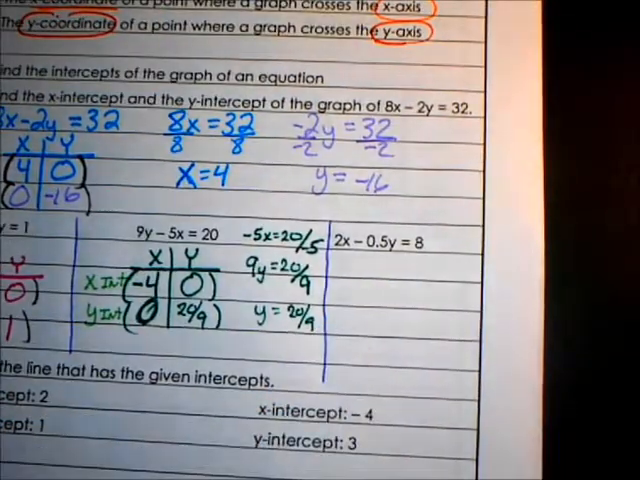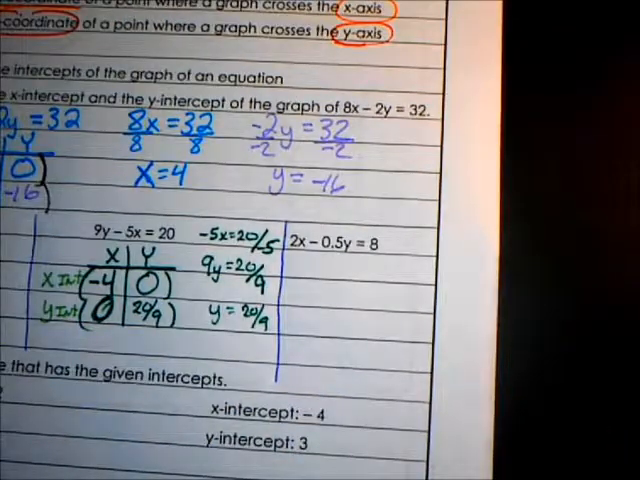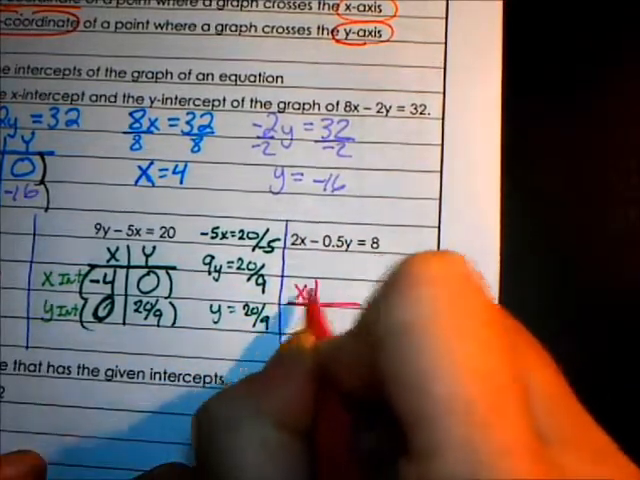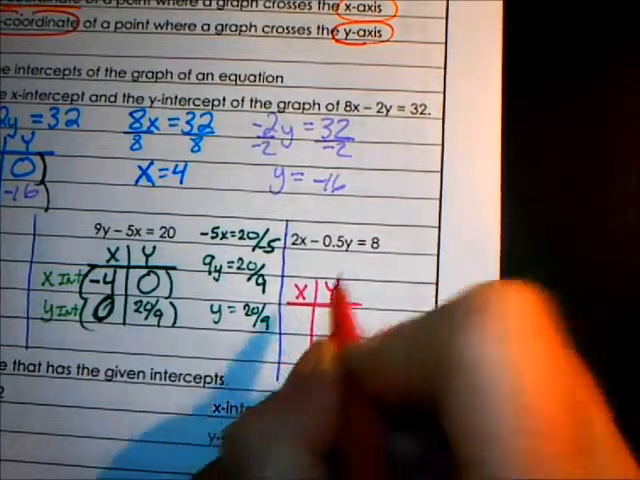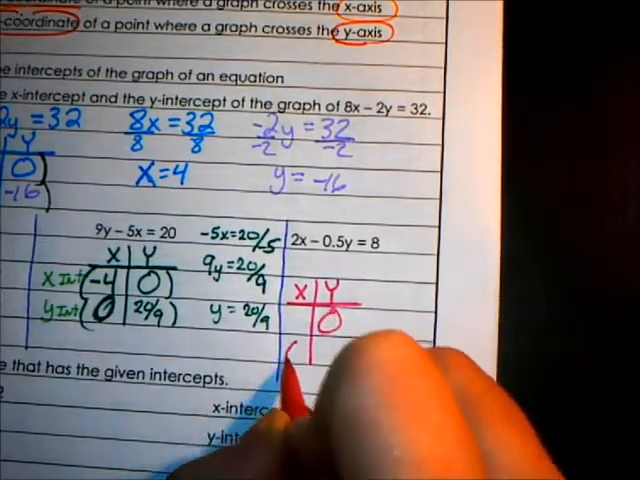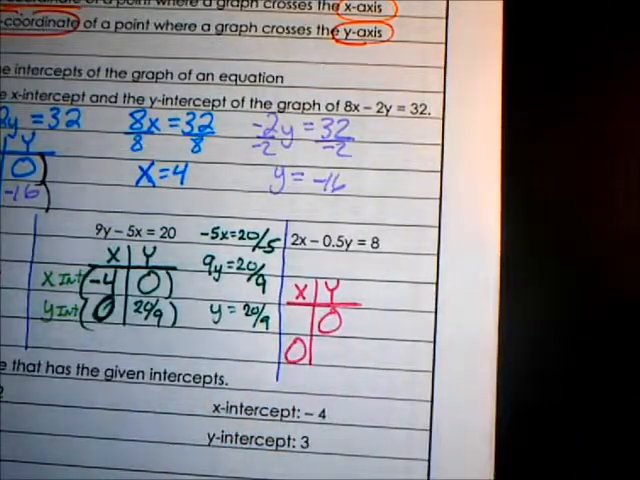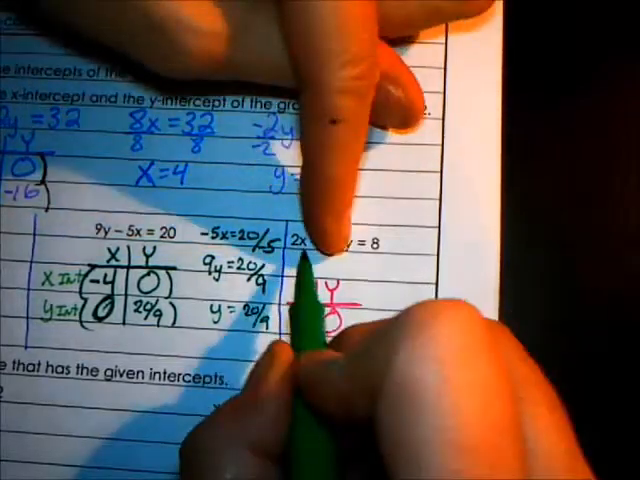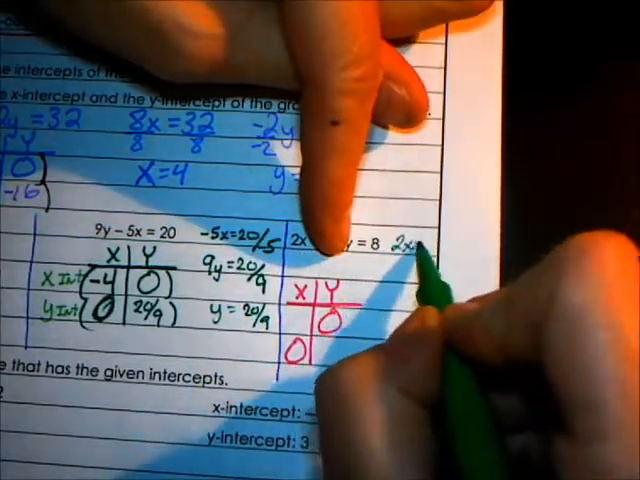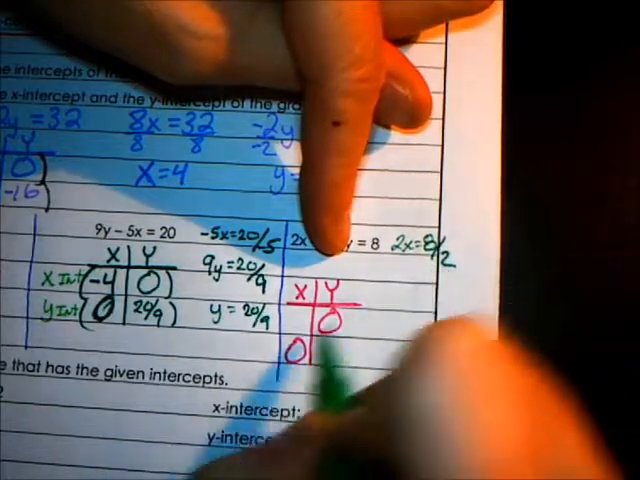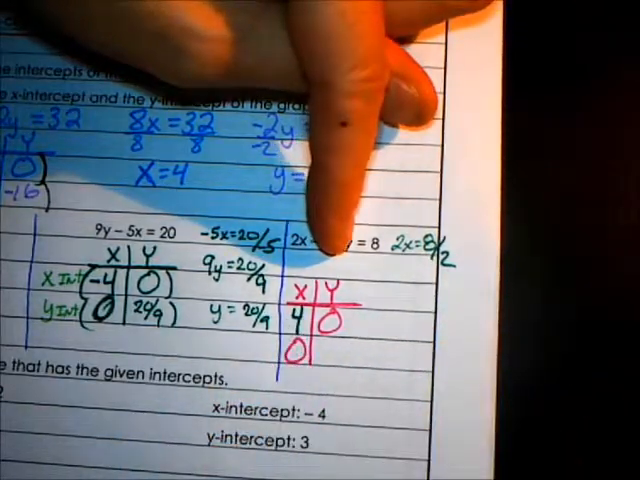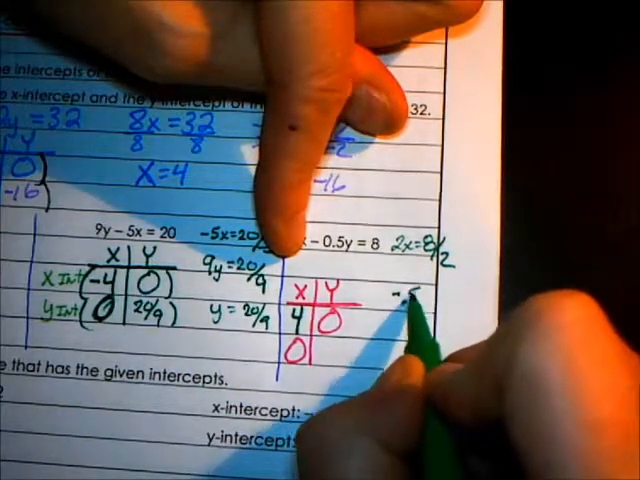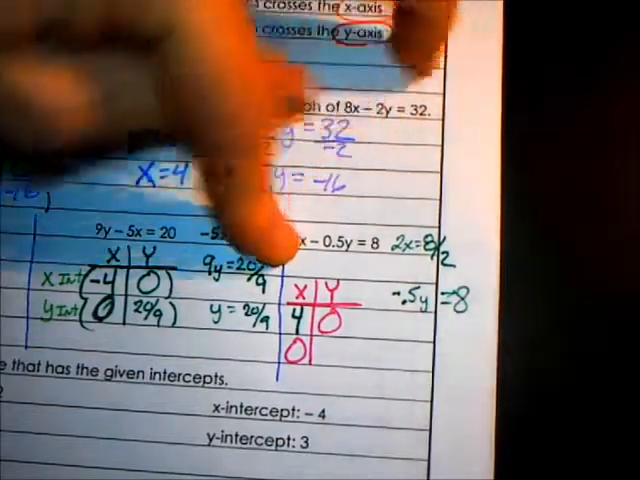The last one here, before we change and do something different, same process. I have my x and my y. I'm going to plug a 0 in for the y and a 0 in for the x so that I know what values I'm looking at. If I do the first one, a 0 for the y, I just cover up the y and I have 2x equals 8, which if I divide by 2, that means x is 4. If I cover up the x, that means I have negative 0.5y equals 8, and that one's not so nice.